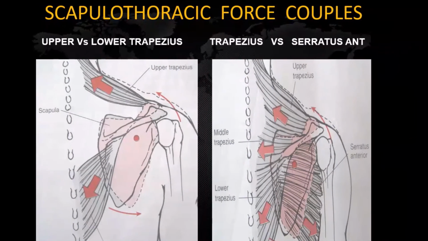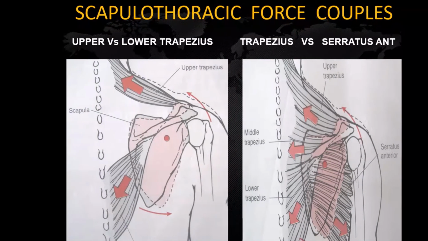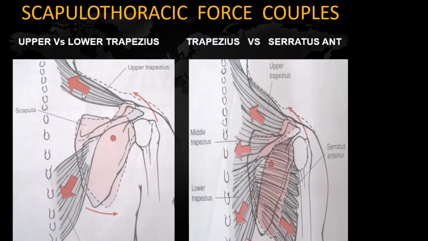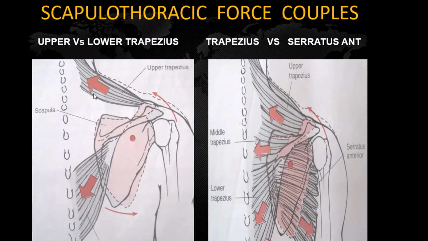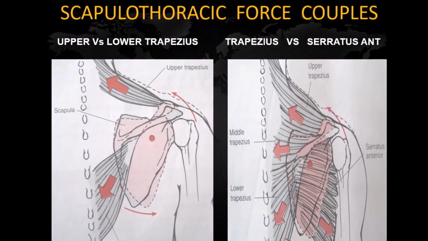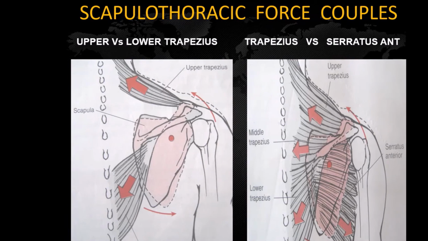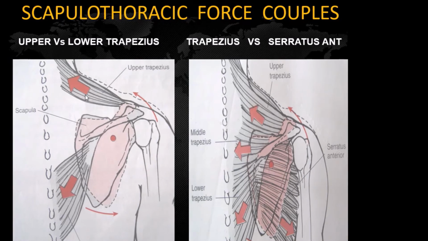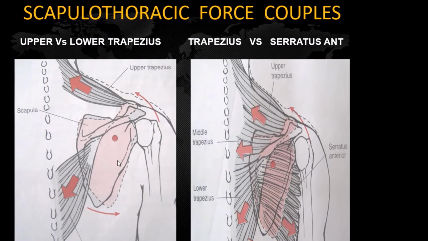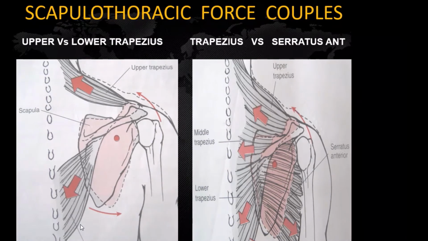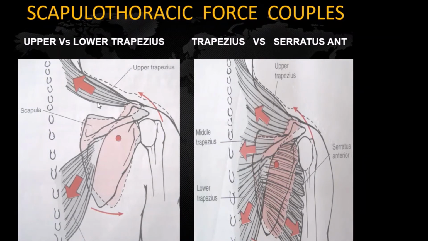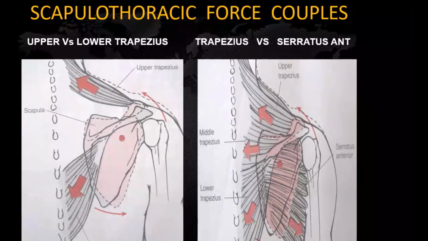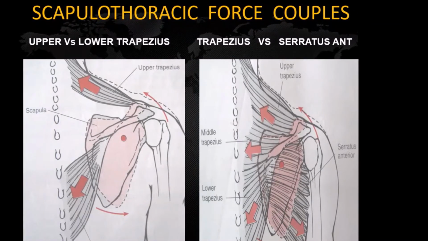The next force couple is the scapulothoracic force couple, which is important in providing dynamic stability. This force couple is between the upper and the lower trapezius. Since these muscles are present medial to the scapula, they provide adduction of the scapula, that is retraction of the scapula. Since the upper trapezius is present higher, it tends to produce elevation of the scapula, whereas the lower trapezius tends to produce depression of the scapula. Both the upper and the lower trapezius help in producing upward rotation of the scapula. So the common action is upward rotation and retraction, or adduction.